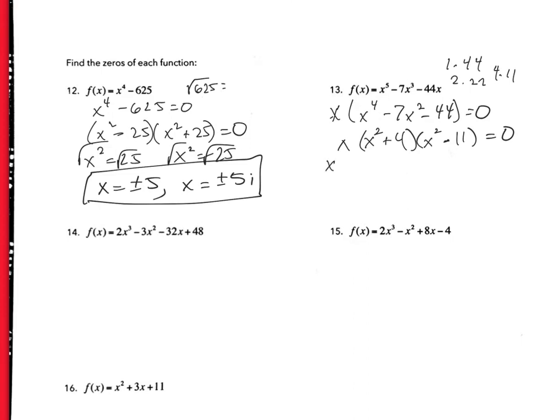So we'll set these equal to 0. X equals 0. X squared plus 4 equals 0. x squared minus 11 equals 0. X squared equals negative 4. Take the square root. Square root means 2 answers. Square root, it's negative, so I.